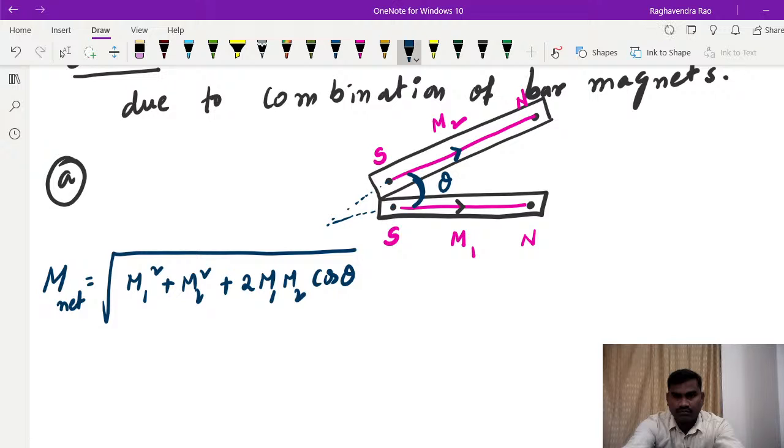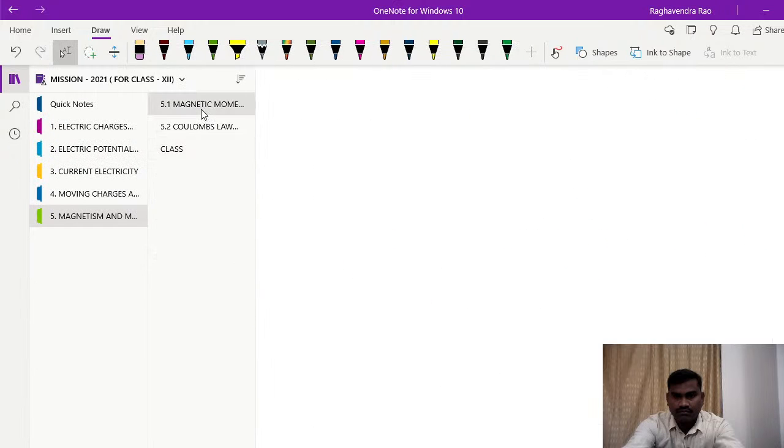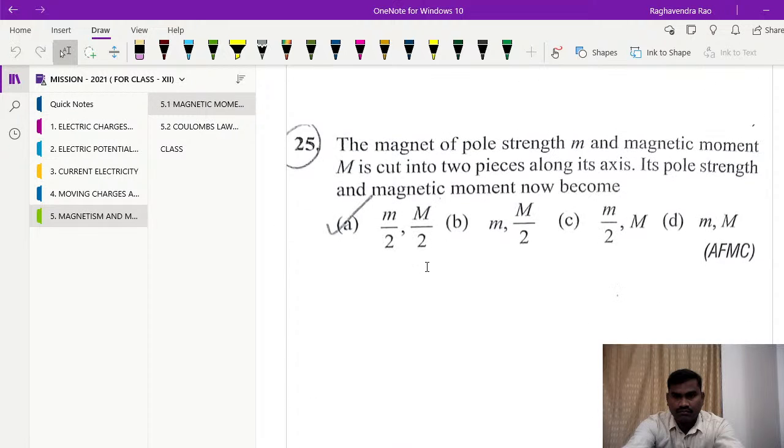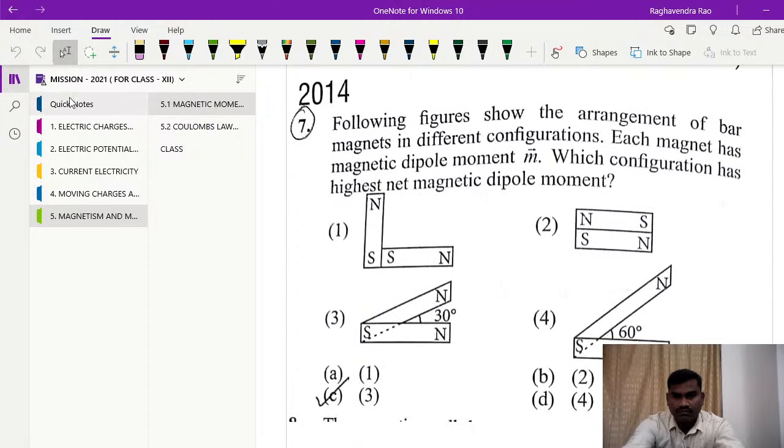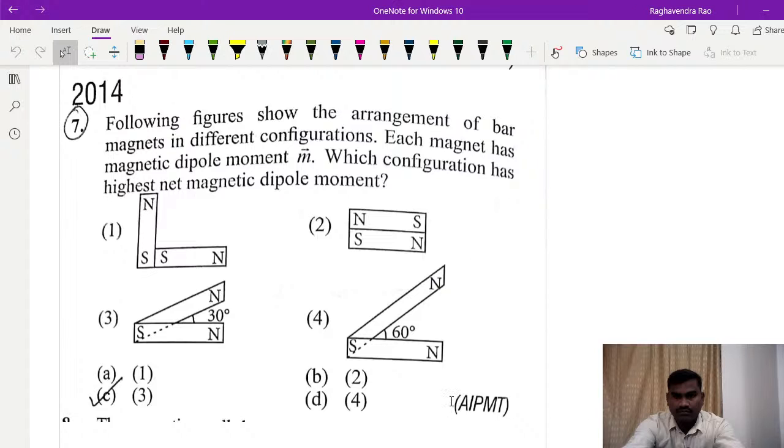Based on this case, they asked previous questions in the NEET examination. They gave four diagrams with theta equal to 45, 30, 60 and so on. By seeing these diagrams, the question was in which arrangement the magnetic moment is maximum. I will show that question once. Yes, this is the question they asked based on that point, in 2014 AIPMT.